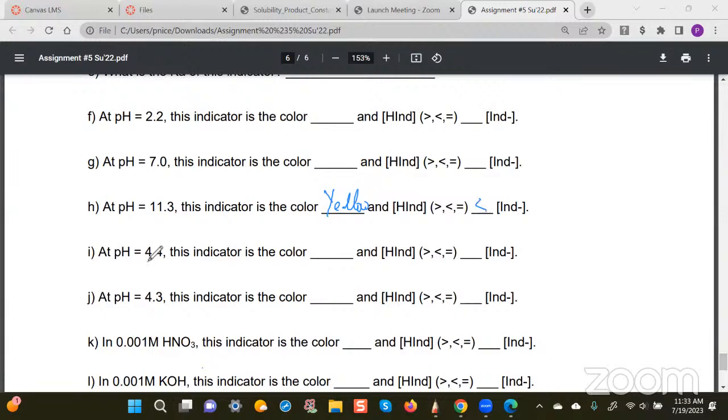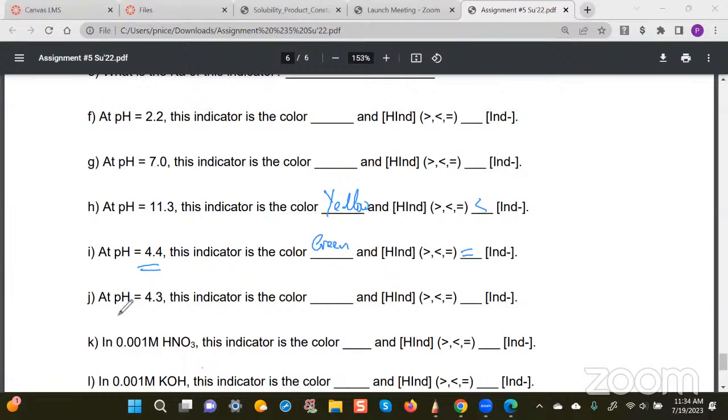Now in the case of 4.4, what would you expect the color to be? Now remember what 4.4 represents. It represents the pH right at the intermediate, right smack in the middle of the range where the color changes over, right? So it would be green? Exactly, it would be green because it would be an equal number of yellow and blue molecules, right? So therefore, what would be the sign that you would use here? Equal. All right.